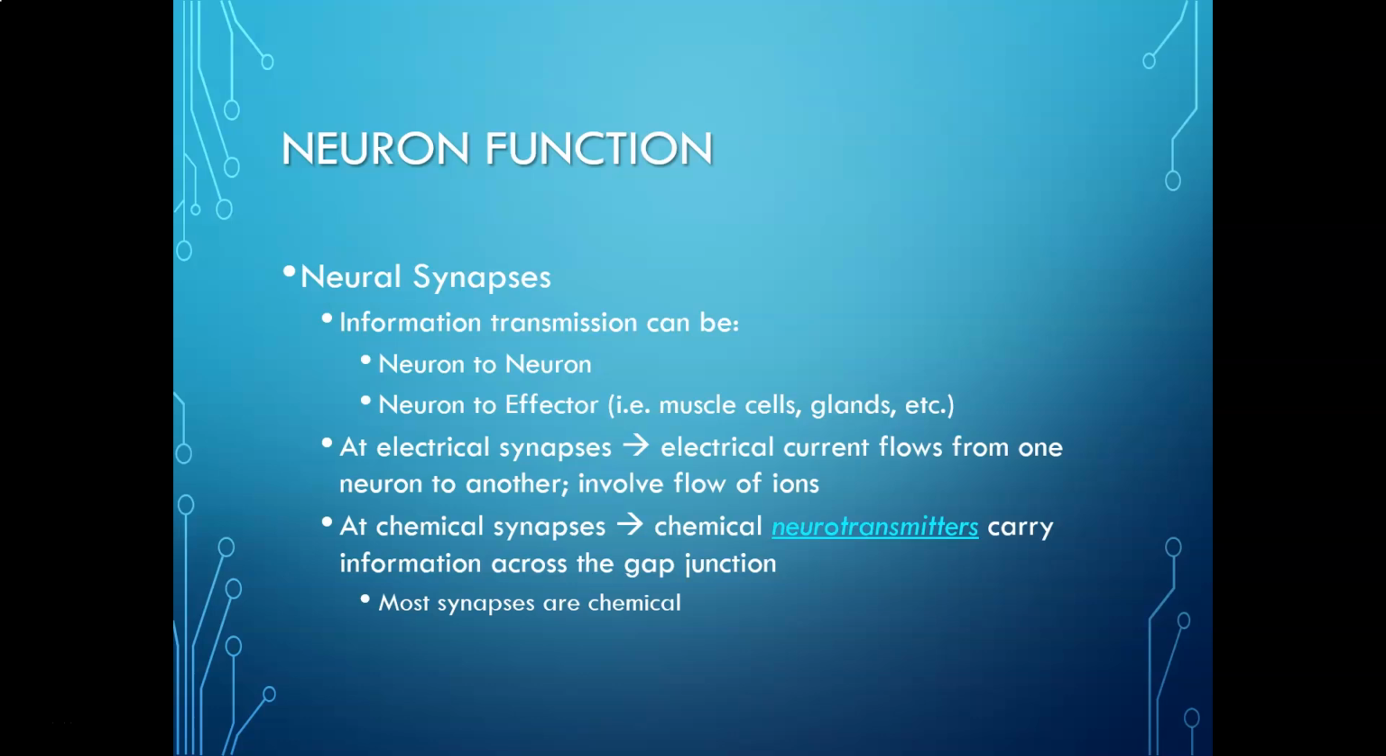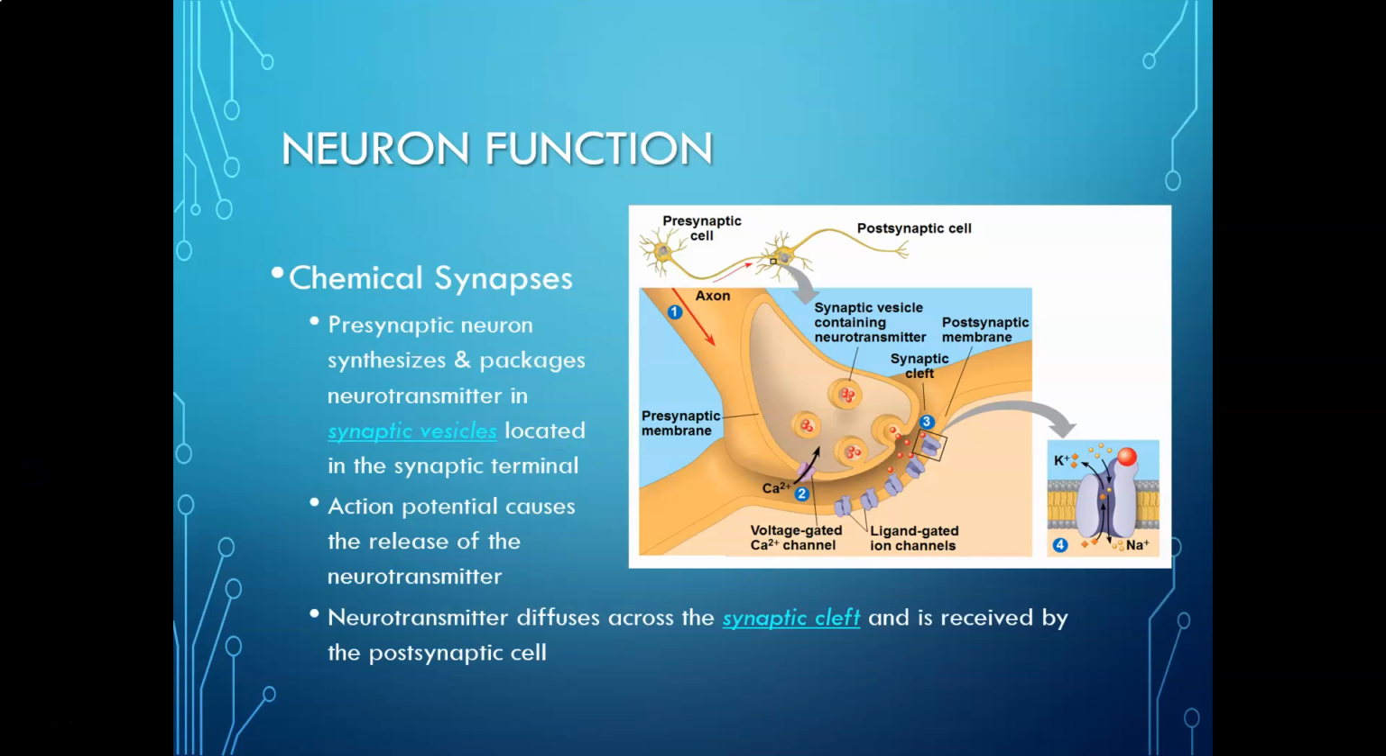But overwhelmingly, most synapses are chemical. We get down to the end of that axon, and what we do is cause the release of certain neurotransmitters. Those transmitters are information that diffuses across that junction from one neuron to the next cell. So here's what we're looking at.